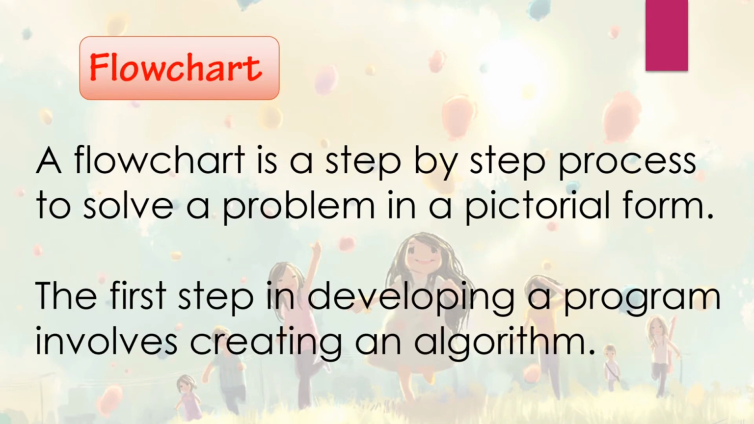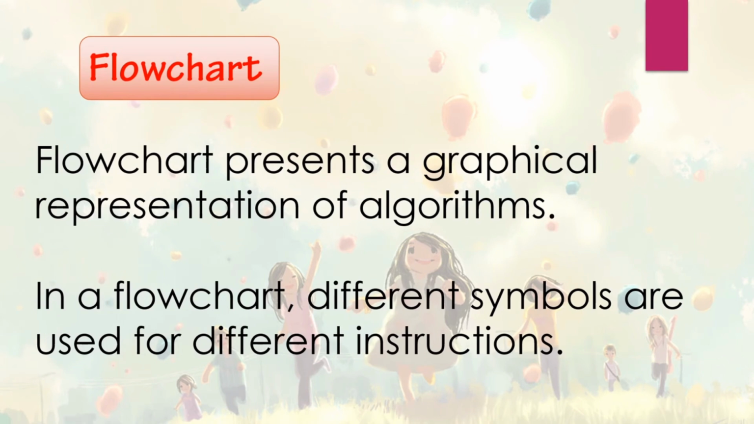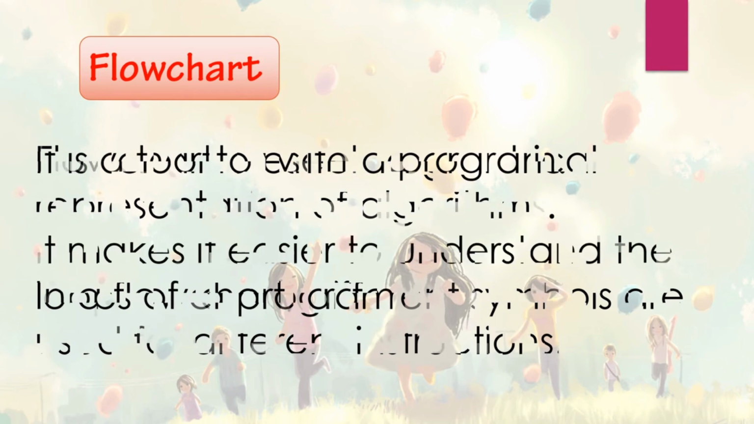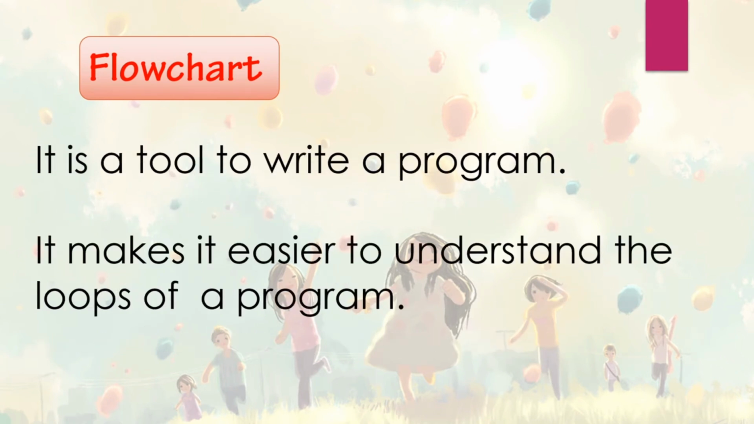Flowchart. A flowchart is a step-by-step process to solve a problem in a pictorial form. The first step in developing a program involves creating an algorithm. Flowchart presents a graphical representation of algorithms. In a flowchart, different symbols are used for different instructions. It is a tool to write a program. It makes it easier to understand the loops of a program.